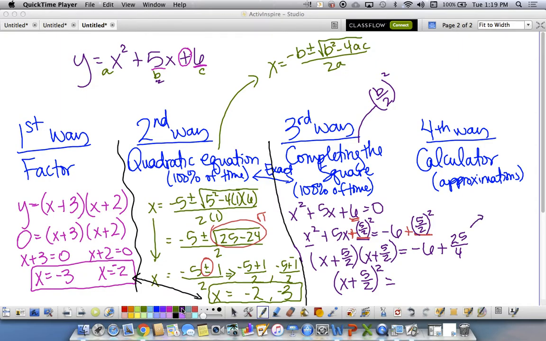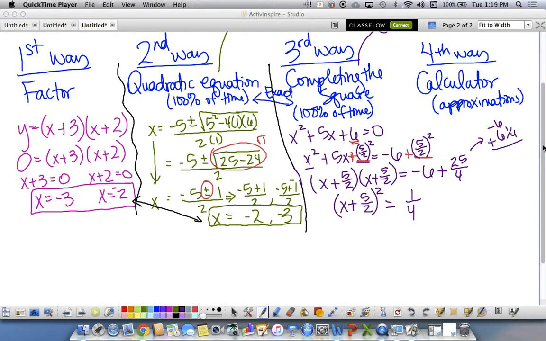Here I'm going into my little scratch paper. I've got a negative 6 and a positive 6 and 1/4. What am I left with? That's right, 1/4. I knew I would run out of room, so I'm going to scroll down just a little bit. Here we go. Now I'm at this equation right here. I have a perfect square: x plus 5 halves squared equals 1/4.